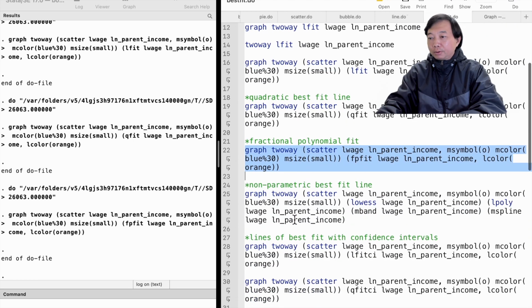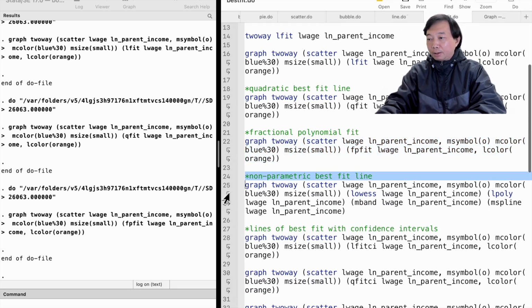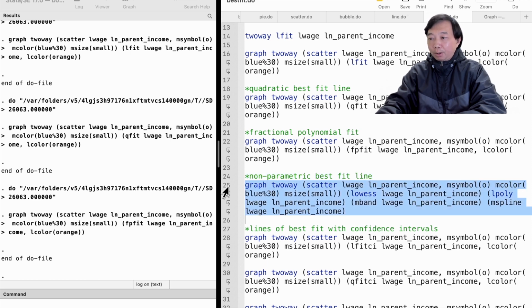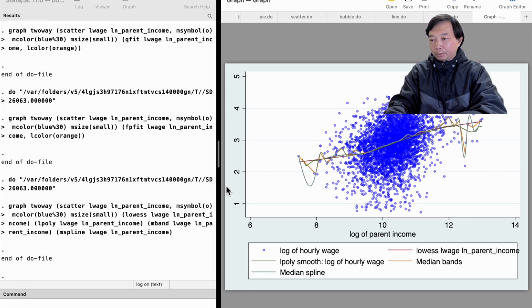There are various non-parametric best fit lines. I draw four different non-parametric best fit plots in the last graph. The lowess plots, the local polynomial plots, the median band plots, and the median spline plots.